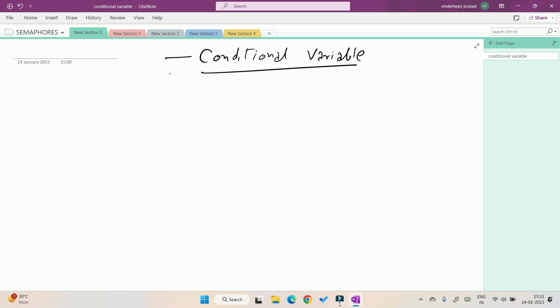Welcome back. Today we will discuss two important topics. First one is conditional variable, second one is semaphore. So let's start with conditional variable.